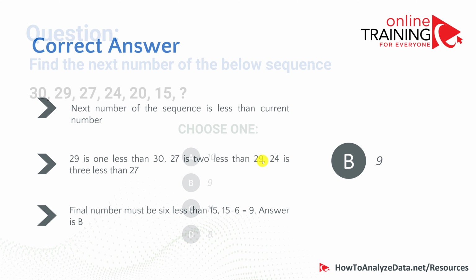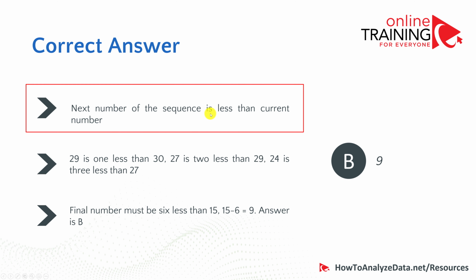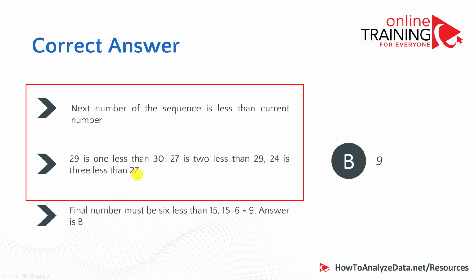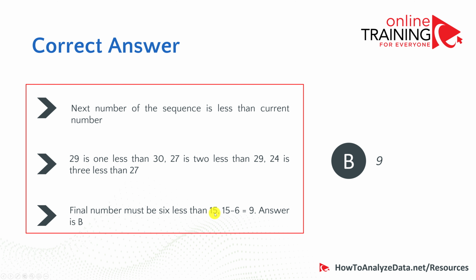Let's recap. So the next number in the sequence is less than the current number. 29 is 1 less than 30. 27 is 2 less than 29. And 24 is 3 less than 27. And you can continue the sequence once you detect it. And the final number must be 6 less than 15, which is 9. So the correct answer is B, which is 9. Hopefully you've got this one right.